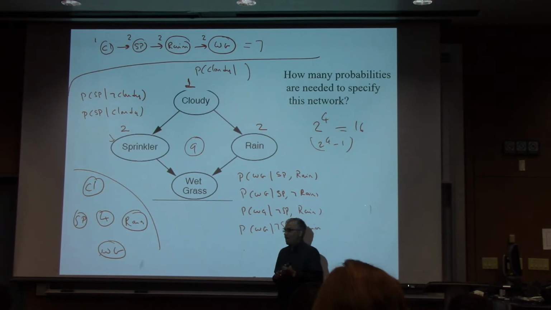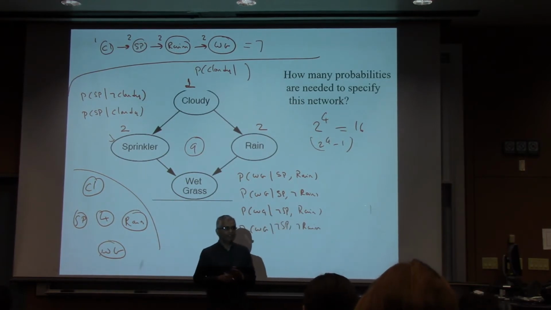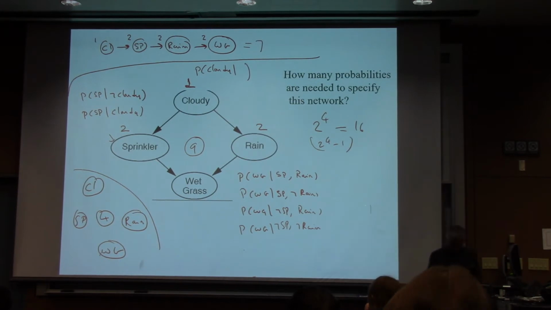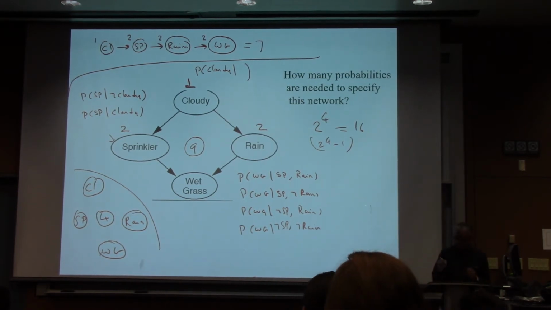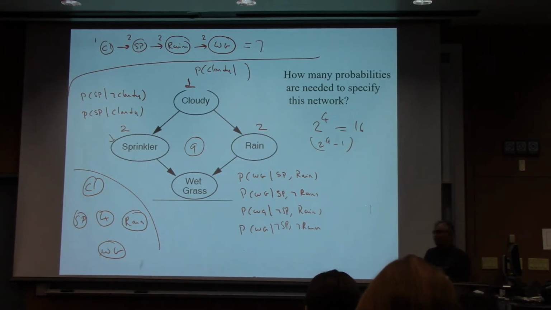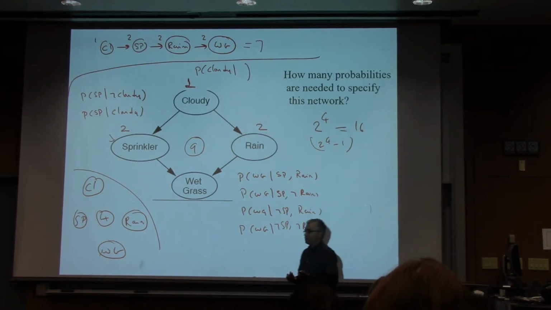Right? How do I get the 16? How do I get the 16? So this one is kind of a middling network, right? This one is the happiest network in the sense it requires the least number of numbers to be specified.